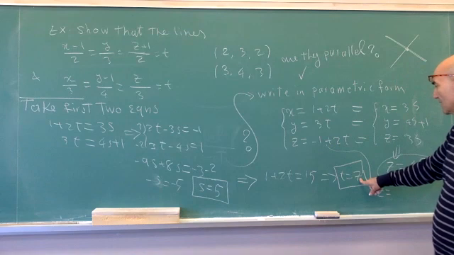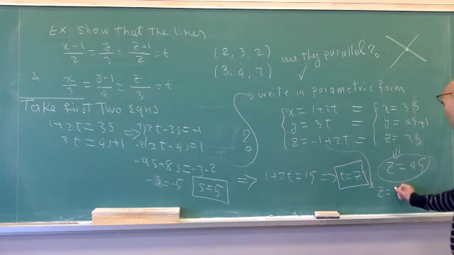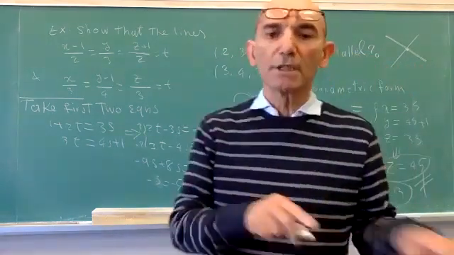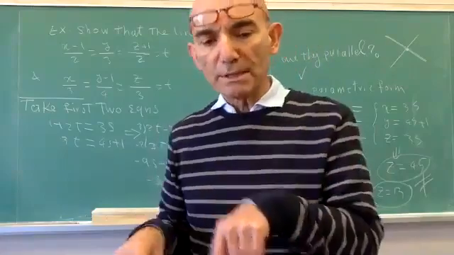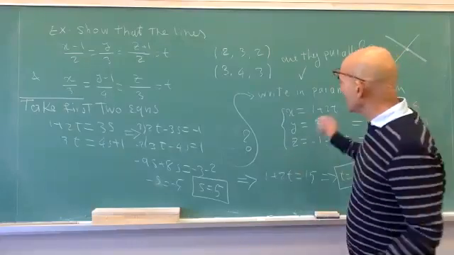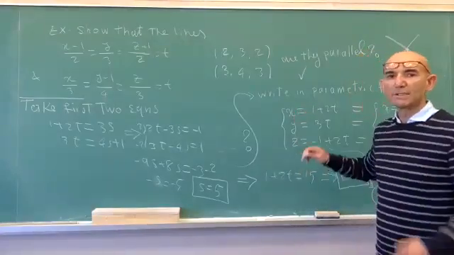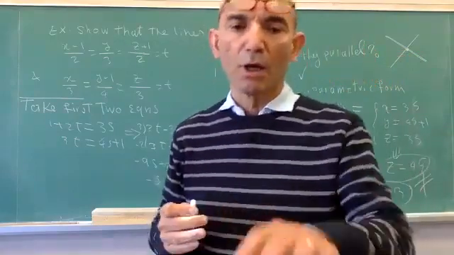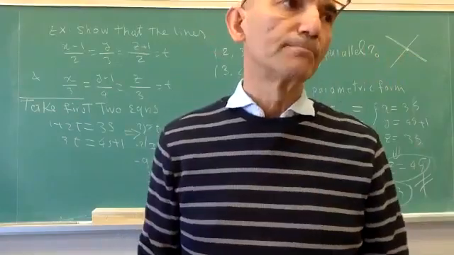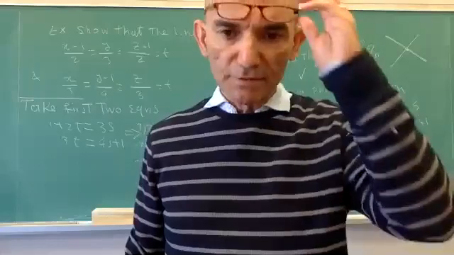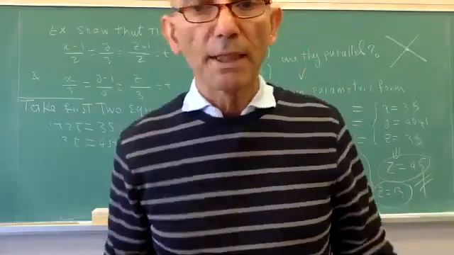T is 7, so it's 14 minus 1, which gives 13. And they don't match. So what does it mean? This calculation shows that there is no point x, y, z which is common between the two lines, and as a result, these two lines are skew. And we also checked that they are not parallel. So these two lines are skew. This was a very good question. Thank you for asking.